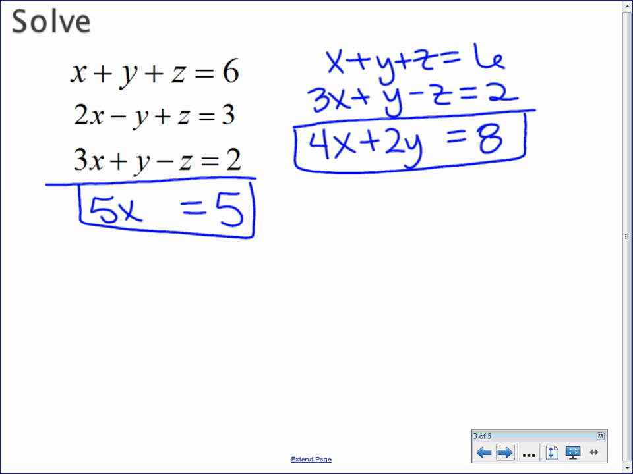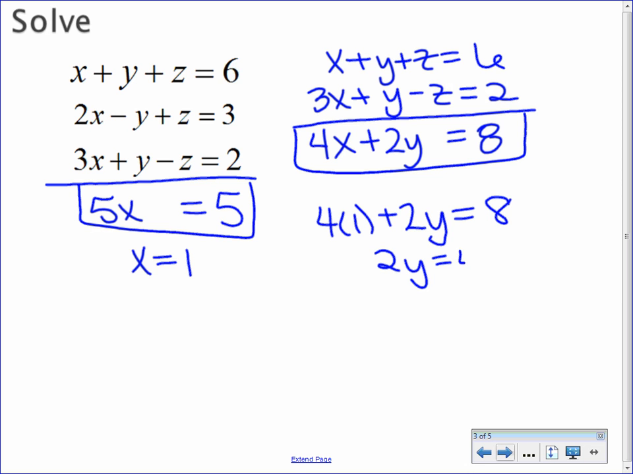Well, I guess we kind of do substitution, but we already know that x is 1. So where should we plug x into? This one, this 4x plus 2y equals 8. That way we can get a y. So we have 4 times x plus 2y equals 8. 2y equals 4. So y is 2.